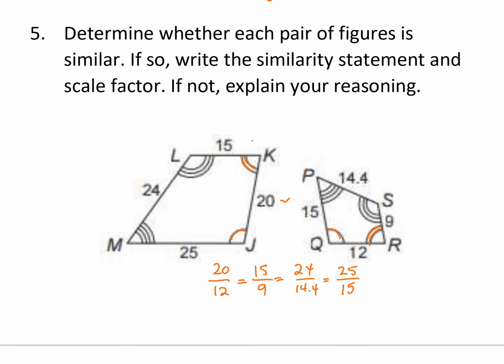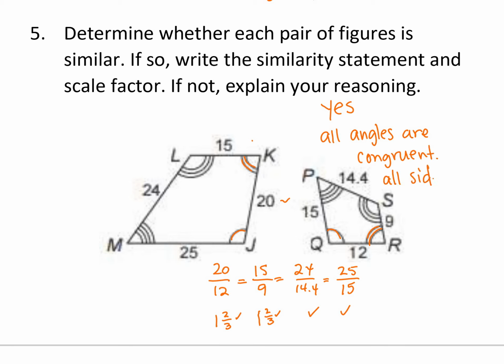All right, the next step is to reduce each of these fractions. 20 over 12 comes out to be 1 2/3 if you put that in a calculator. 15 over 9 comes out to be the same thing. Same thing here and same thing here. So all the side measures are proportional, so we can say yes. The reasoning is that all angles are congruent and all sides are proportional.